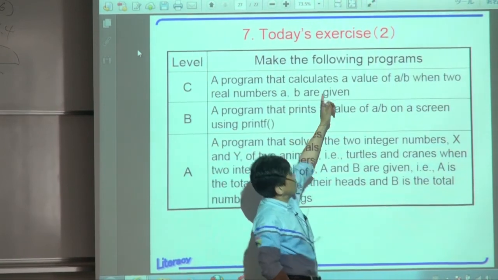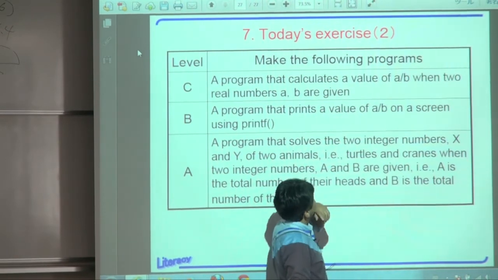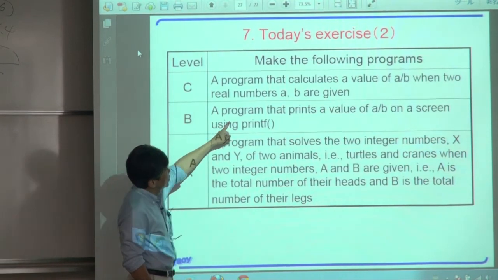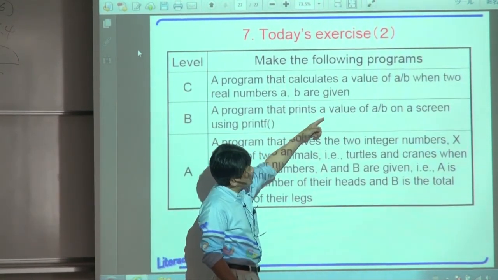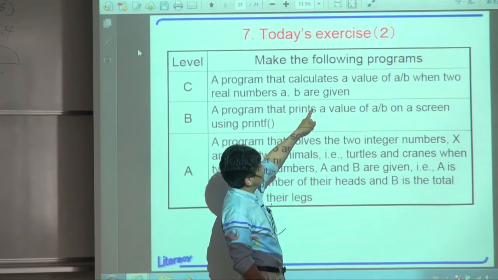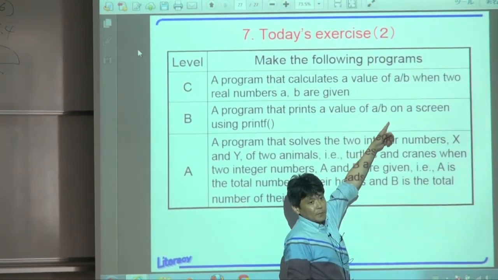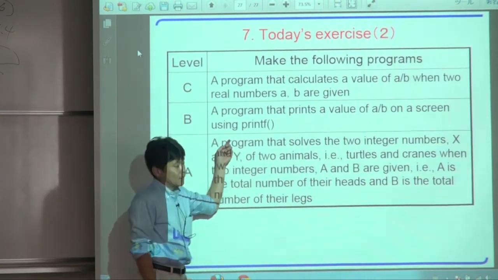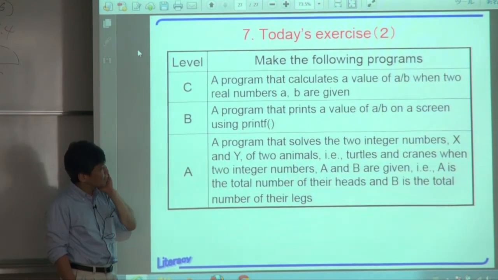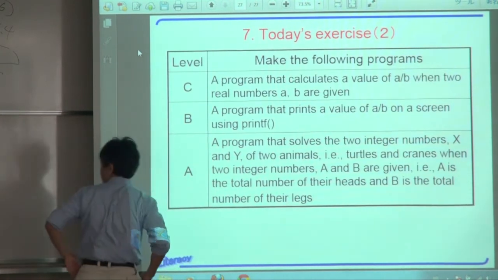Calculate the division of two values, A divided by B. Okay. And the second program, print out the actual result of A divided by B using the printf function. And the third program is somehow difficult.